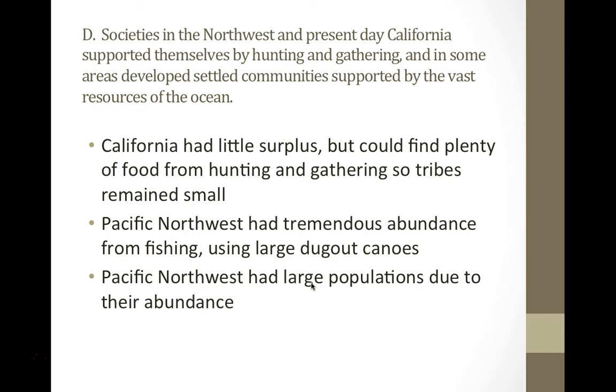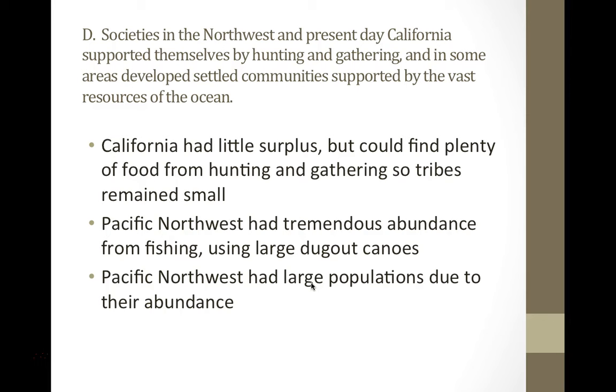All right. Northwest, present day California are going to be different yet again. All right. They're going to be hunting and gathering societies. We're going to have a number of societies that are going to be supported by the ocean. All right. They could find plenty of food from hunting and gathering. It wasn't a problem to find that.